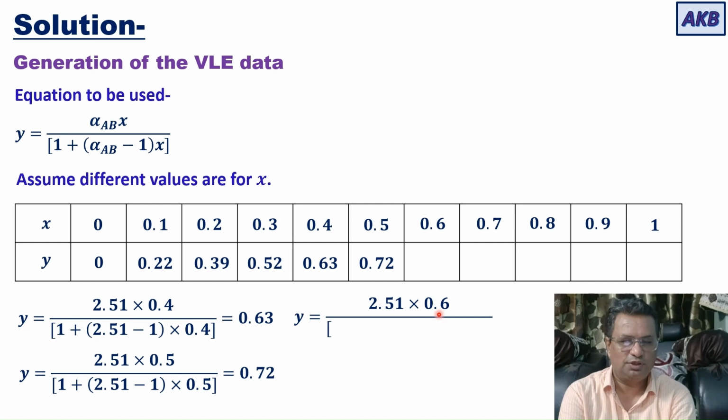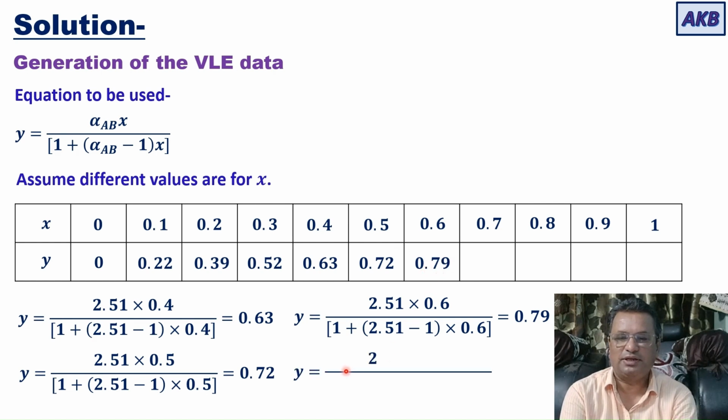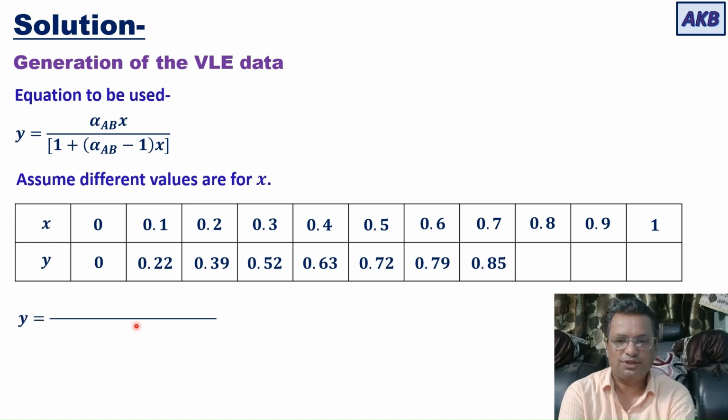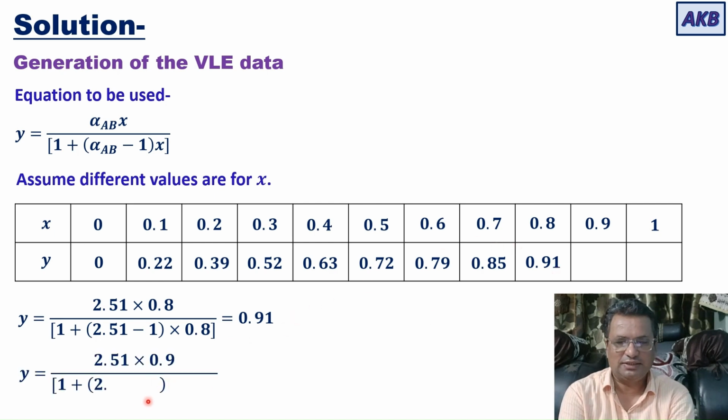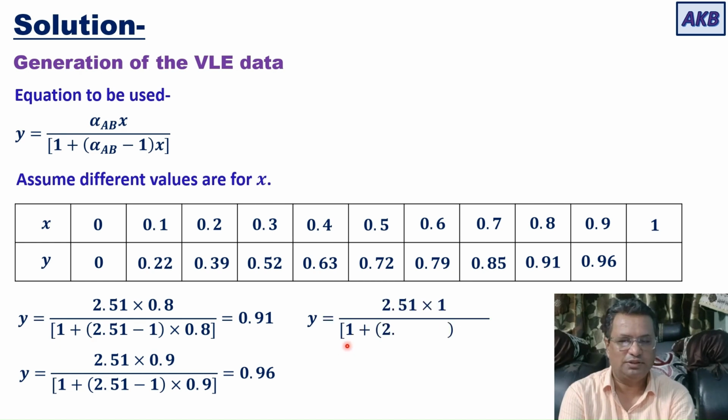Then for x is equal to 0.6, y will be 0.79. So for 0.6, it is 0.79. Then for x is equal to 0.7, y will be 0.85. For x is equal to 0.8, y will be equal to 0.91. Then for x is equal to 0.9, y will be 0.96. And finally, for x is equal to 1, y will also be equal to 1.